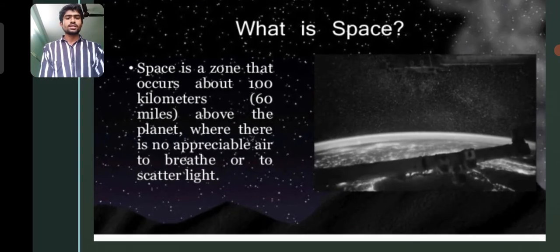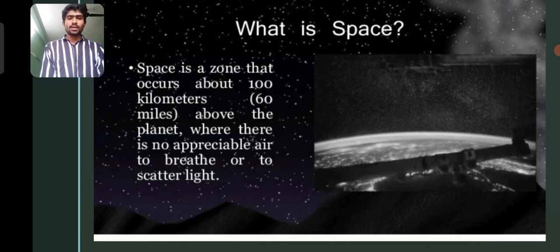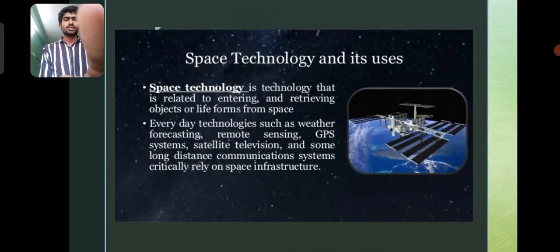First of all, the definition of space. Space is a zone that occurs about 100 kilometers, or 60 miles, above the planet, where there is no air to breathe or to scatter light. In space, no light is scattered, and there is no air for humans to breathe. Above 100 kilometers from the planet is only space. That is the definition of space.